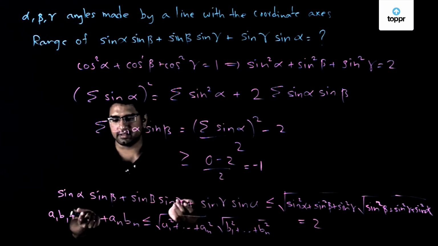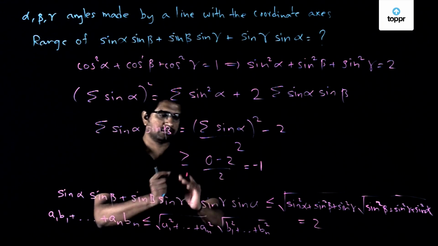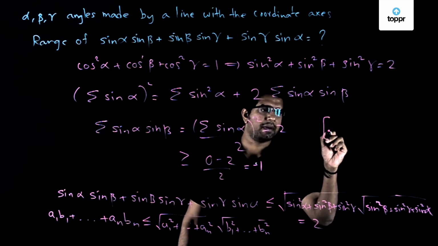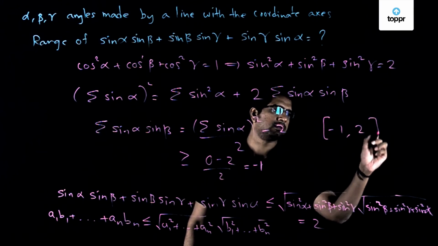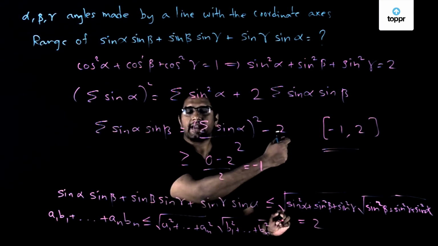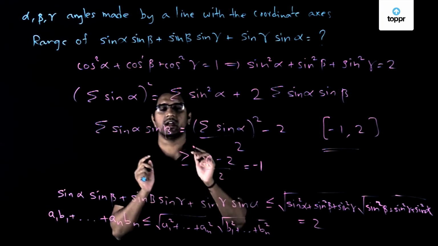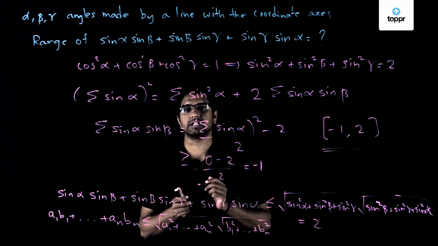So what we have found is that the range of the given expression is from -1 to 2. Finding the minimum was not so difficult, but to get the maximum we cleverly made use of the Cauchy-Schwarz inequality.